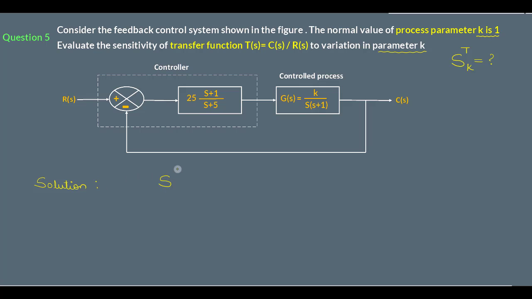Now we are told to find the sensitivity S of transfer function T with respect to K. We have to find this value. Now to find this value, first we need to find the transfer function T. Since the transfer function is not mentioned in the question, we have given this block diagram of a unity feedback system. So the closed loop transfer function of a unity feedback system we have already studied. It is G of S upon 1 plus G of S.